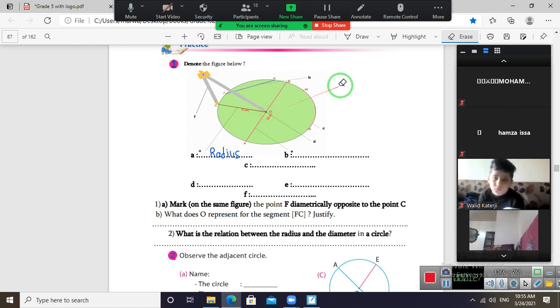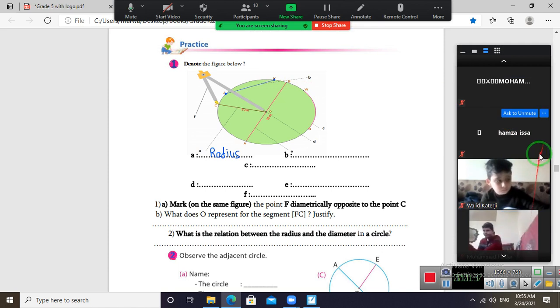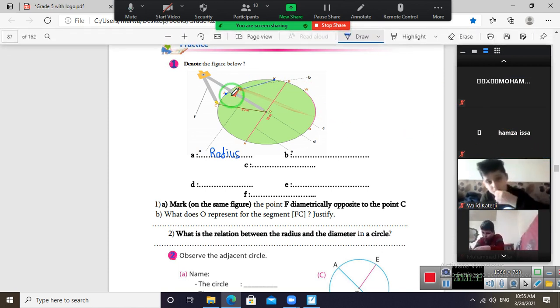I will move to part B. Here we are, B. That is GK, segment GK. Qatarji, did you see GK? Its extremities are two points on the circle. What is the meaning? Chord. Excellent. Since it's a segment whose extremities are two points on the circle, it is a chord. Very good, Muhammad.